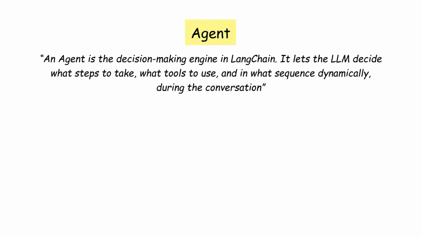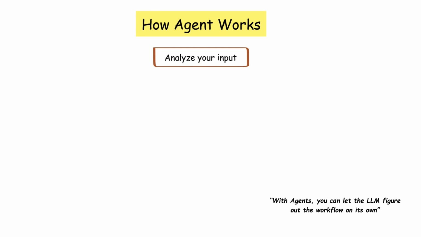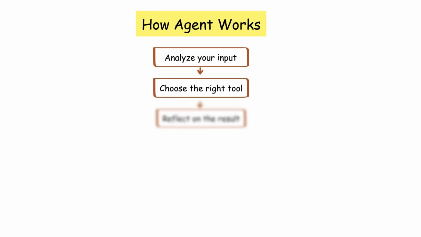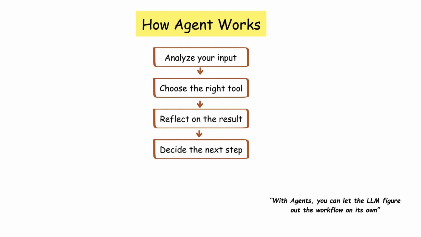An agent is the decision-making engine in LangChain. It lets the LLM decide what steps to take, what tools to use, and in what sequence during the conversation. Let's say you're building an AI that searches Google for stock prices, calculates investment returns, and summarizes the results in a sentence. Without an agent, you need to hard code the steps. But with agents, you can let the LLM figure out the workflow on its own. An agent can analyze your inputs, choose the right tool, run it, reflect on the results, decide the next step, repeat if necessary, and deliver the final answer.